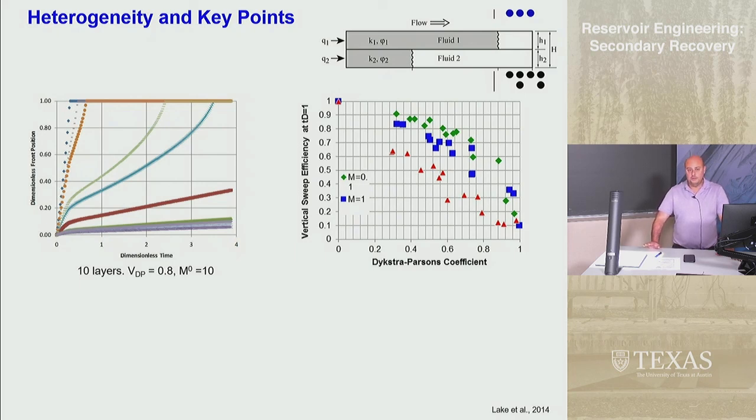It doesn't matter what the mobility ratio is. If all the layers are the same permeability, then it all invades equally. On the other end, if we have a Dijkstra-Parsons coefficient of 1, then the vertical sweep efficiency is very low. And then in between, there's some sort of relationship there. But you could see that for the same Dijkstra-Parsons coefficient, let's say 0.6, the green, that's a mobility ratio of 0.1, is much better than the red, which is a mobility ratio of 10. Unfortunately, that didn't come out on the legend.